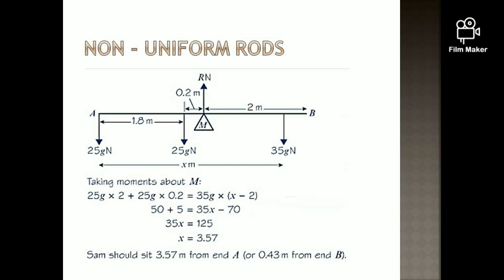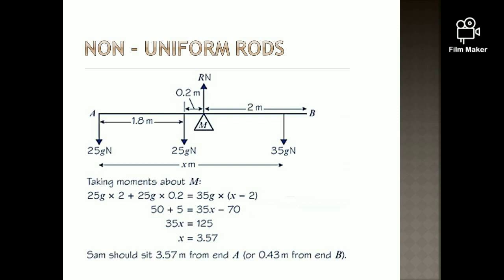So, if you work out over here, 25g into 2 is 50g plus 25g into 2 is 5g equals to 35g into x minus 2, is 35xg minus 70g. Now you can see all of these terms contain g expressions. Therefore, you can cancel g from each expression and it reduces into 50 plus 5 equals to 35x minus 70. If you simplify, you will obtain the answer as x equals to 3.57.